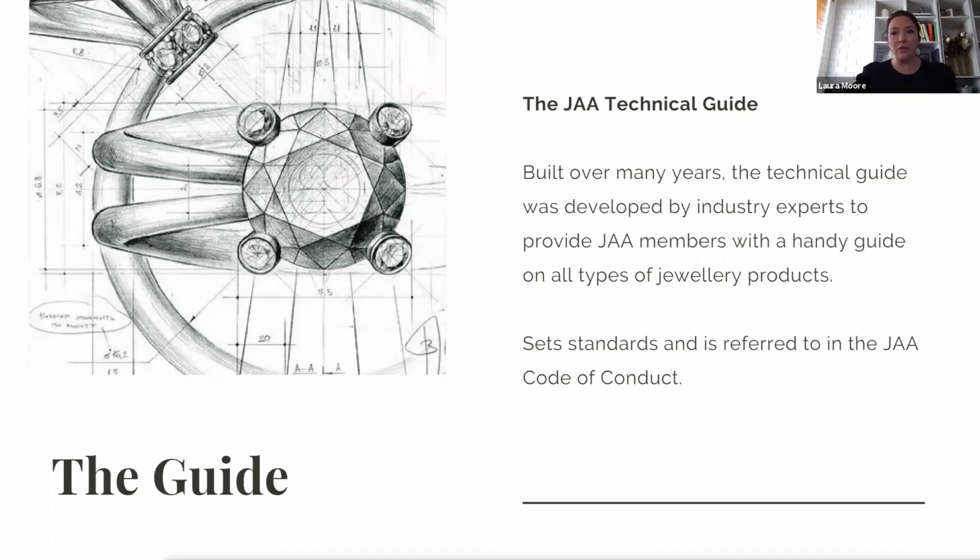The guide goes through jewellery terminology, calculators, specific product references, and is a very useful tool to ensure that you and your team can confidently discuss different jewellery elements with your customers. The technical guide sets standards and quality guidelines for jewellery manufacture and retail and is referred to in the JAA Code of Conduct, which all members are signatories of.